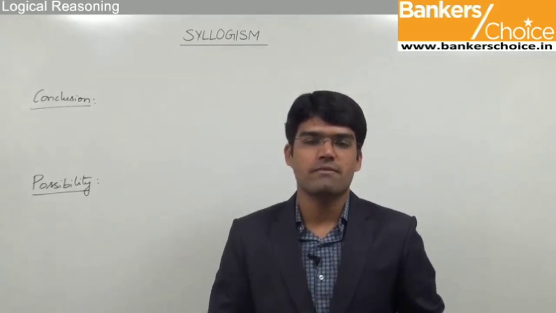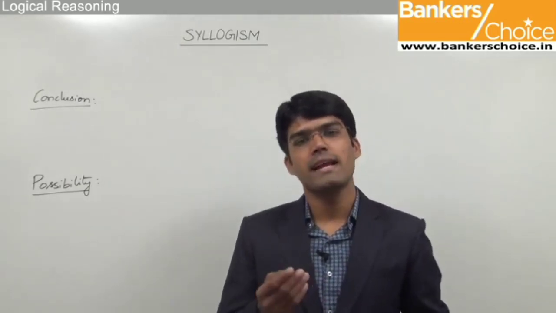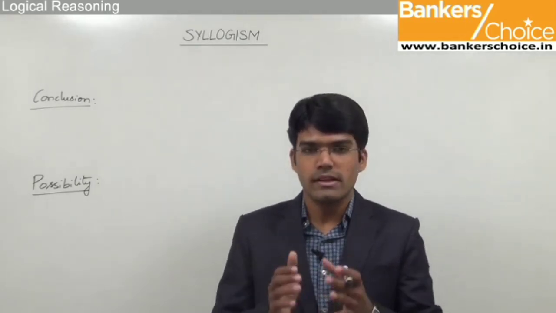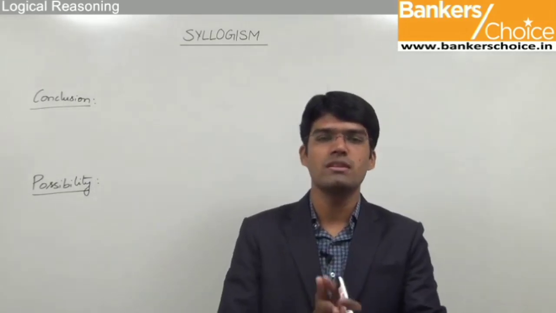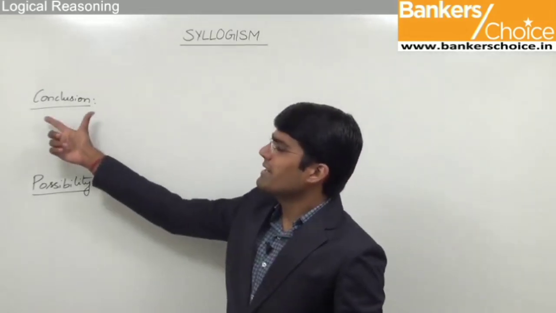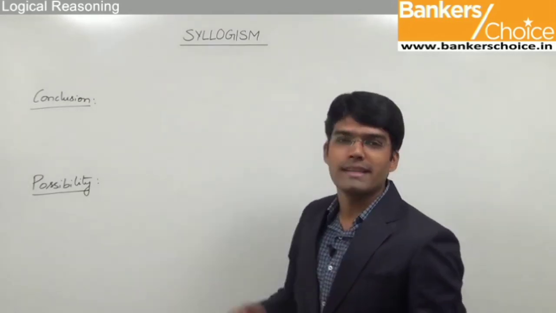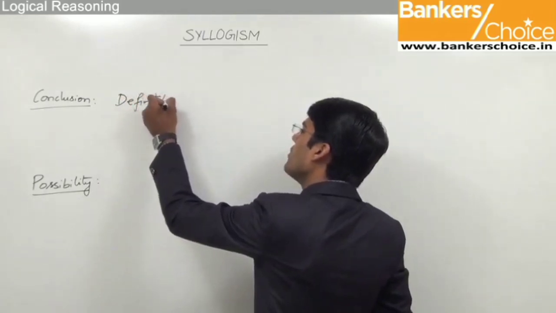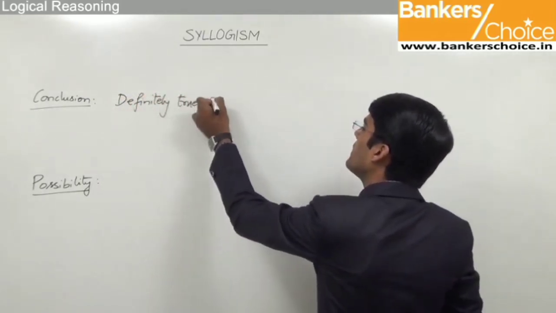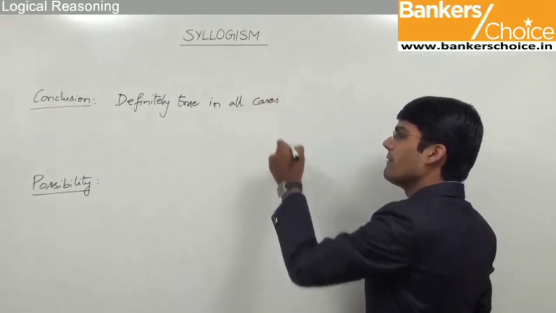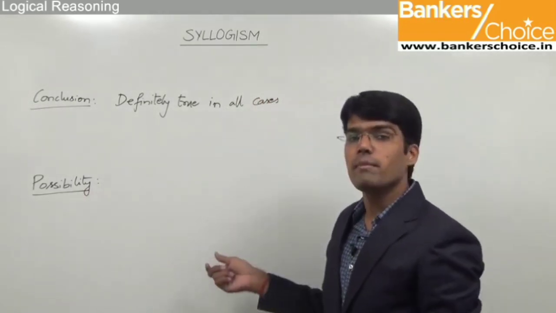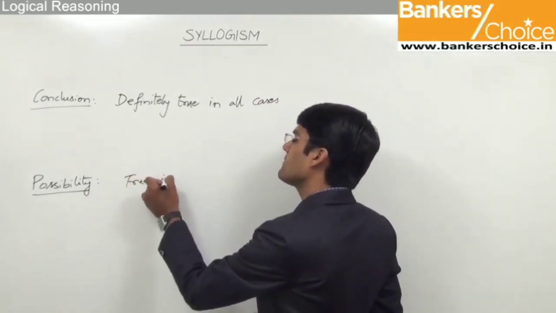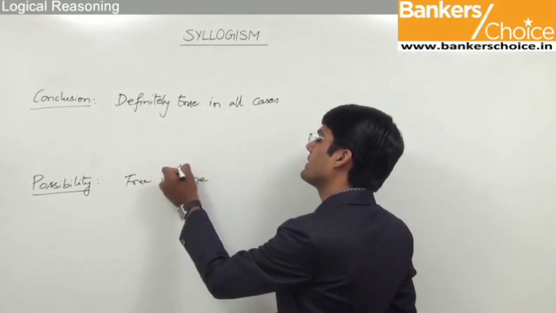Generally, two types of questions are asked from syllogisms. For the given statements, we either have to find out what the conclusions are or we have to find out what the possibilities are. So let us understand the difference between a conclusion and a possibility. A conclusion is nothing but something which is true in all the cases. So a conclusion is something which is definitely true, or true in all cases. Whereas a possibility may be true in only one of the cases. So a possibility is something which is true in at least one of the cases.